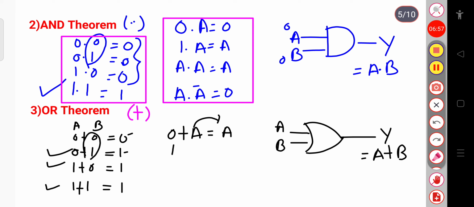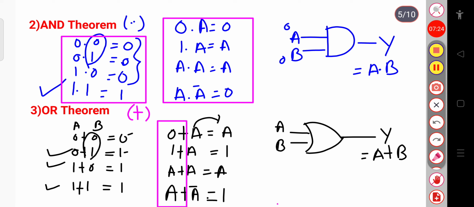1 plus A means you first put A as 0, then 1 plus 0 is 1, and if A equals 1, then also you get 1. That is why 1 plus A equals 1. And A plus A is equal to A, and A plus A bar, you can check by yourself, that is equal to 1. Okay. This is your OR theorem.